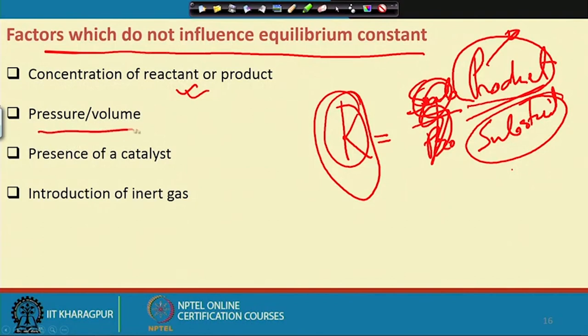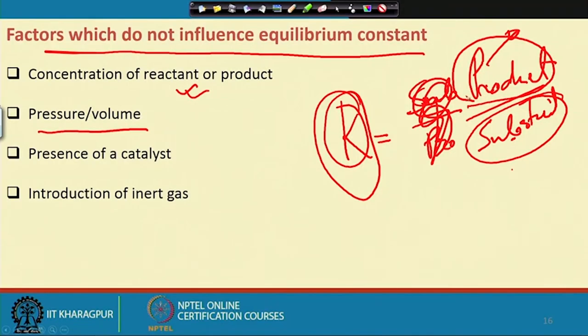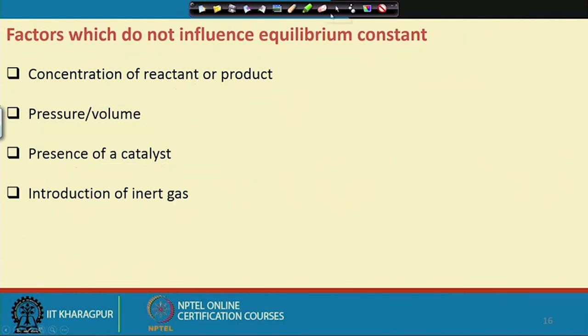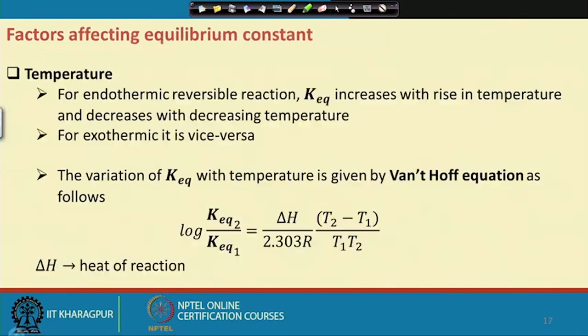The pressure and volume do not affect this. So concentration doesn't affect the equilibrium constant much. As one changes, the other also changes, and then ultimately they will be constant. Pressure and volume also do not affect the equilibrium. The presence of a catalyst also does not affect equilibrium. And introduction of inert gas also will not affect the equilibrium.